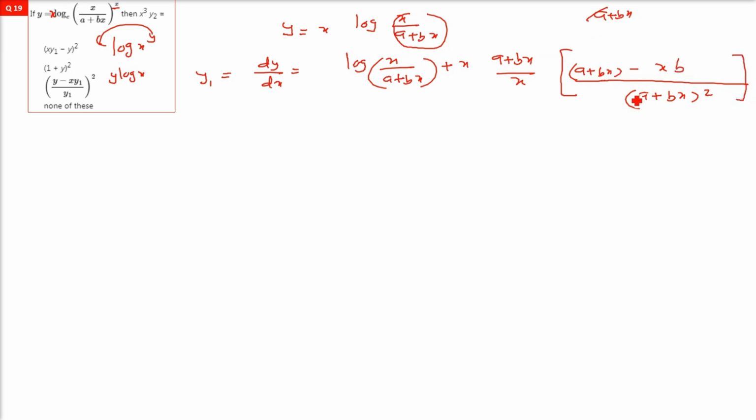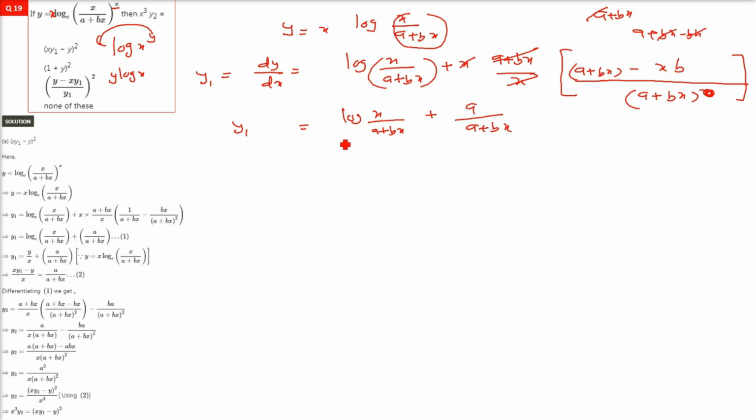So the numerator is going to give you, in this step, let me write everything first: log x by a plus bx, and x gets cancelled with this, 1 a plus bx gets cancelled. A plus bx minus bx is going to be, bx gets cancelled. You have a plus a by a plus bx. This is your y1. For the reference, I am just giving you the solution. This y1 we have already achieved.